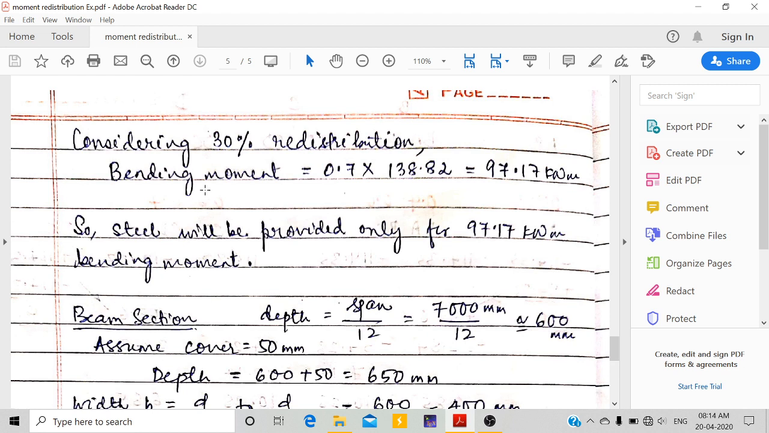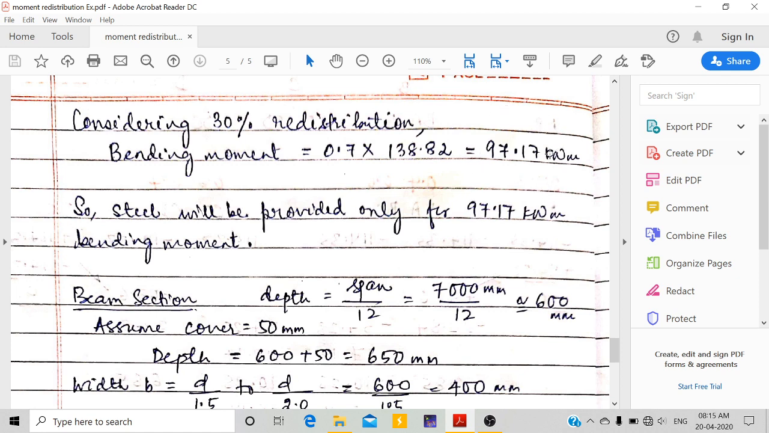As per IS 456, you can use a maximum of 30% redistribution. If I'm using 30%, that means 30% has been redistributed to the span. So what is the remaining support moment? 0.7, that is 70 by 100, 0.7 into 138.82. We got 97.17 kilonewton meter. So we'll be providing steel for this.